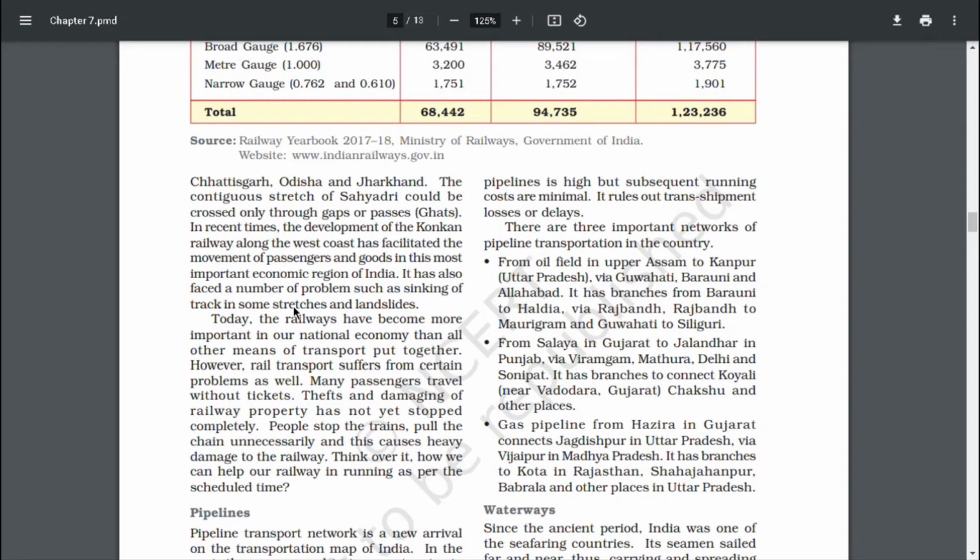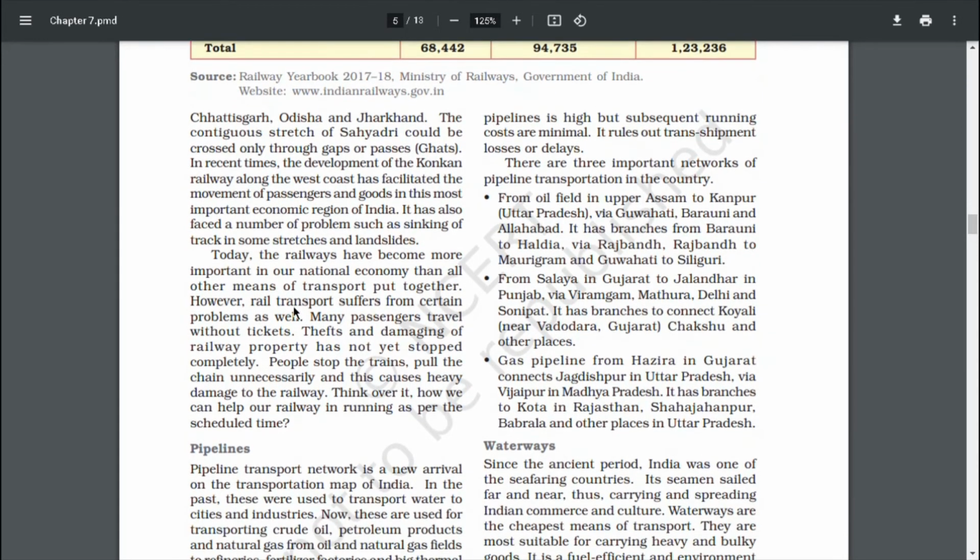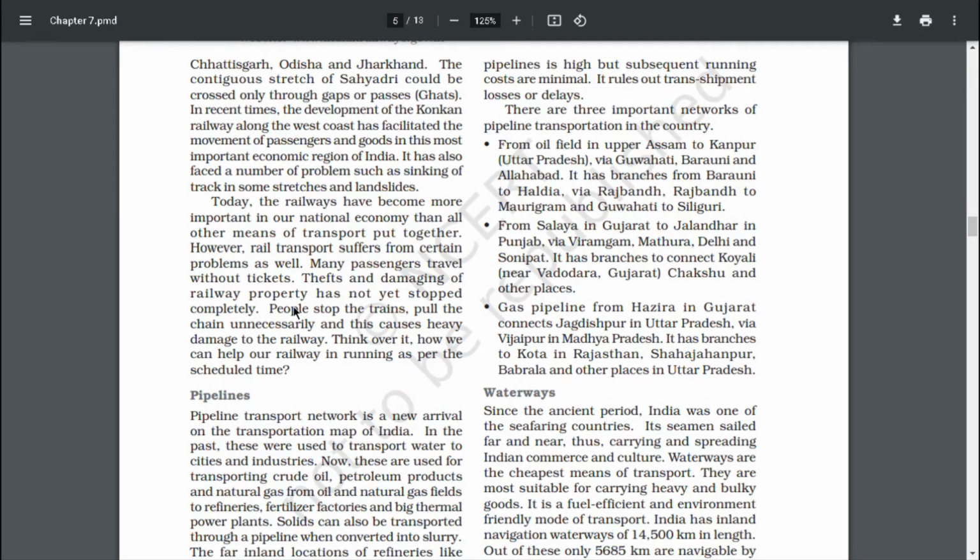The contiguous stretch of Sahyadri could be crossed only through gaps or passes, ghats. In recent times, the development of Konkan Railway along the west coast has facilitated the movement of passengers and goods in the most important economic region of India. It has also faced a number of problems, such as sinking of track in some stretches and landslides. Today, the railways have become more important in our national economy than all other means of transport put together.